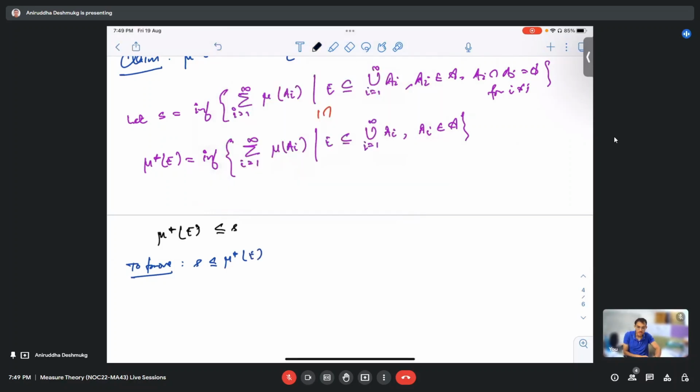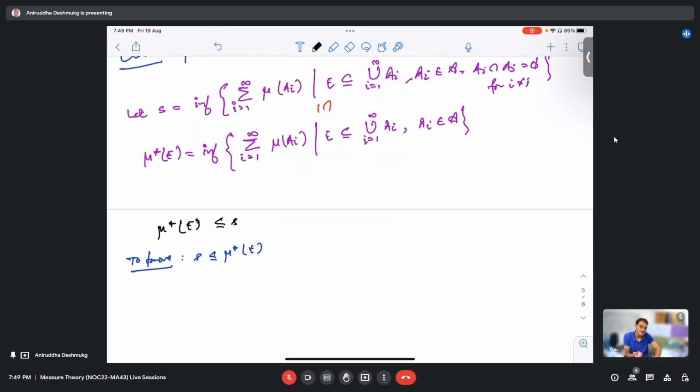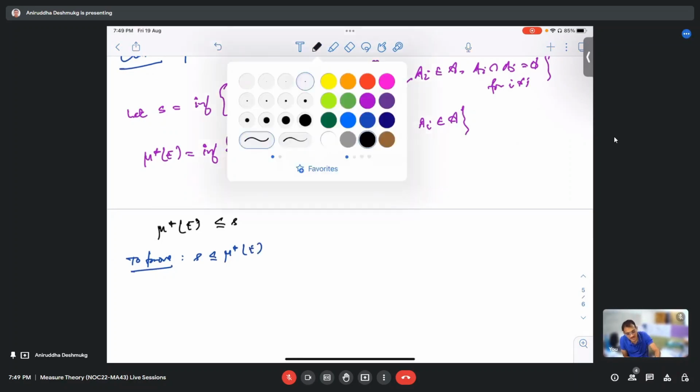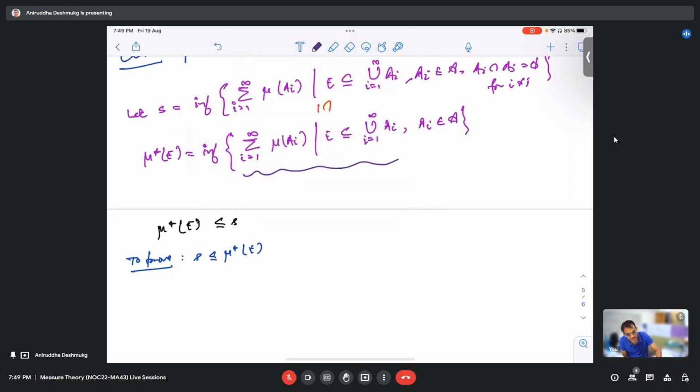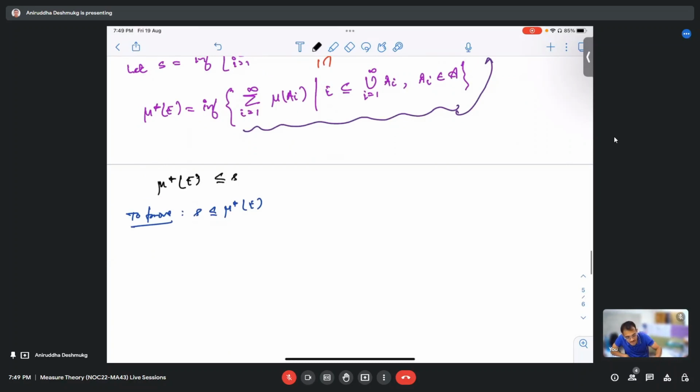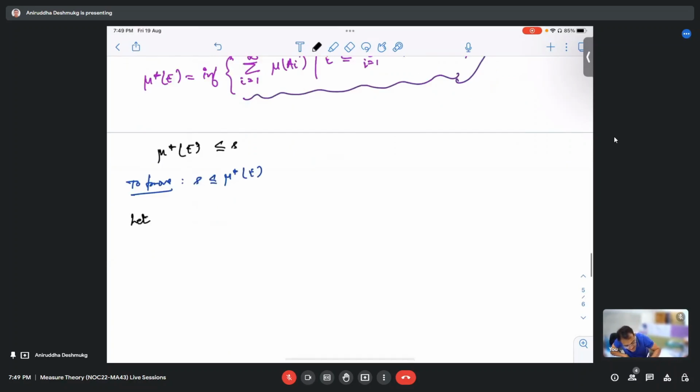But how will I prove that? By saying that every element inside this set is again inside this set. Once I prove this, then they are the same. So let us start with the covering of E. Let A_i be a sequence in the algebra such that E is covered by the A_i.